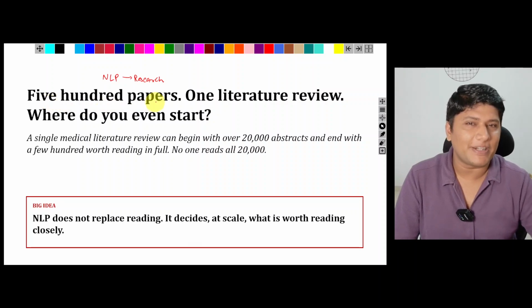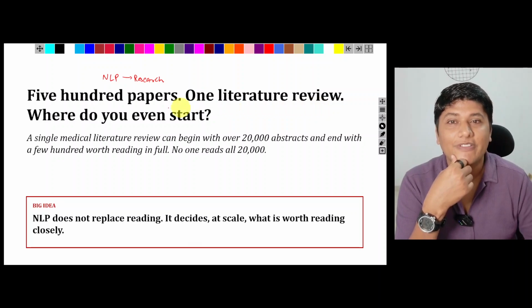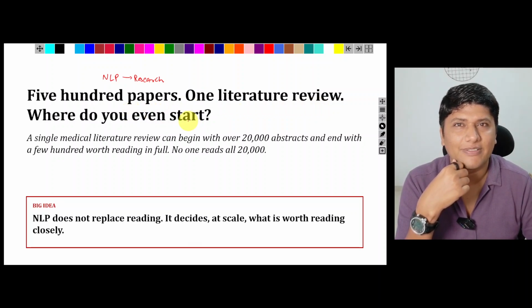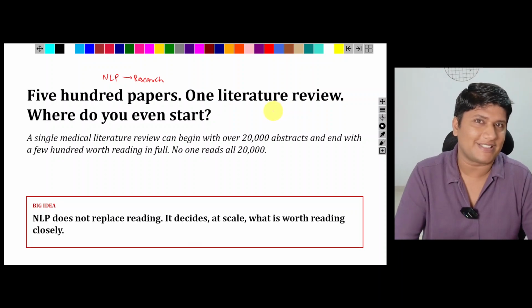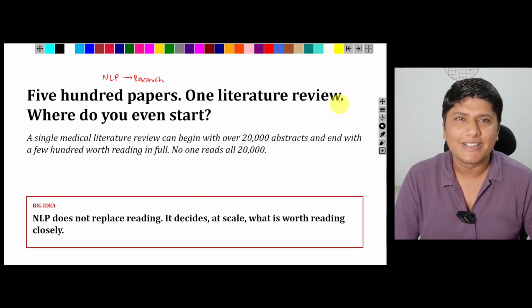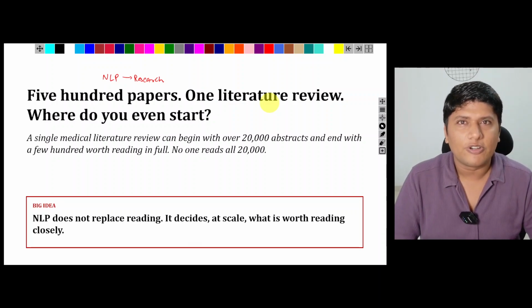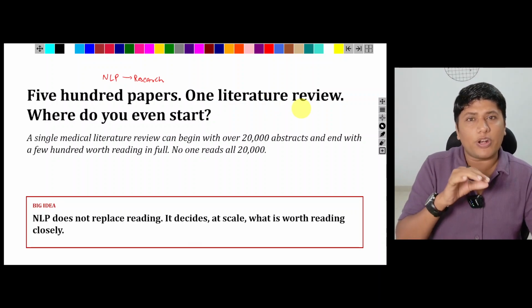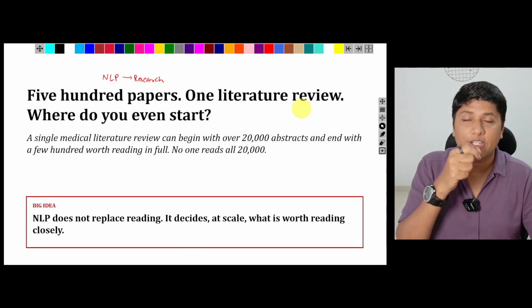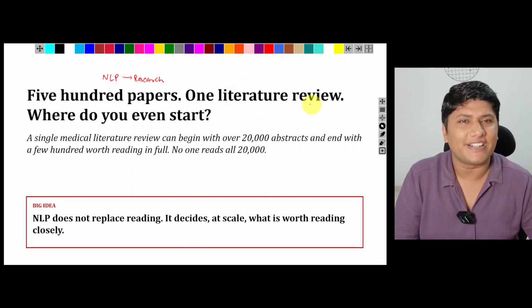So, there are 500 papers and one literature review that we are supposed to do. Where do we even start? What is a literature review? Let me just give you an idea. You all have done it at some point, but the idea is that you read through many papers to find what kind of research has already been done on this topic so that you can identify a problem which is not yet tackled. So that is a literature review.